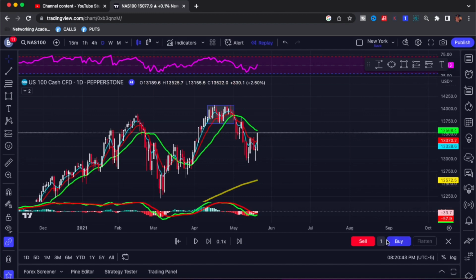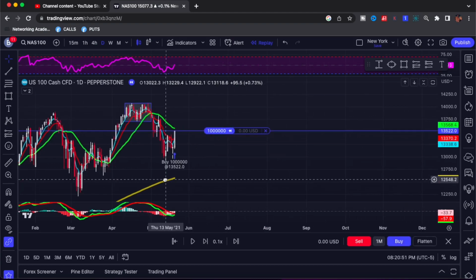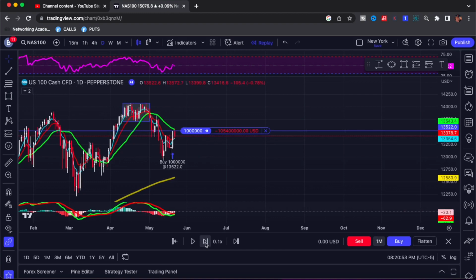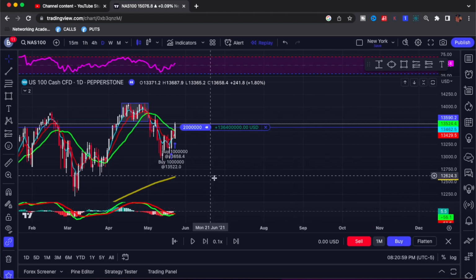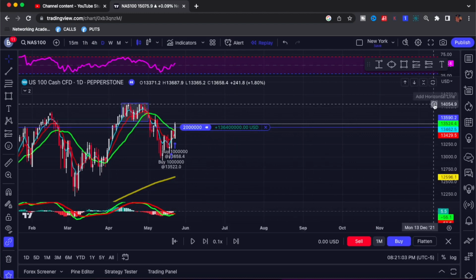I'm buying. I'll buy one. I'm buying. Boom. Next day you wait. Okay, I'm buying again. Now I'm done buying. Now my price target is going to be what? Previous high, somewhere around the previous high.